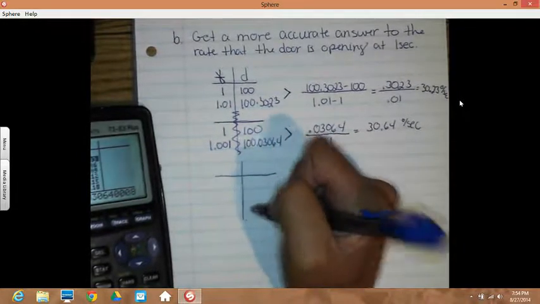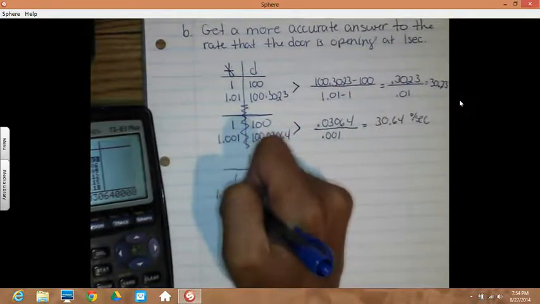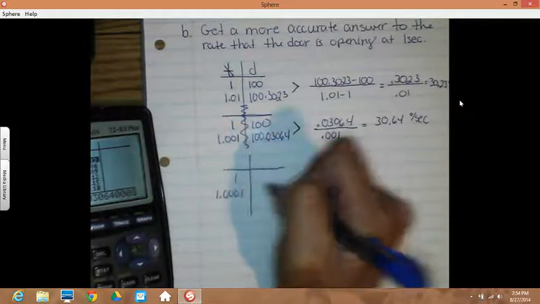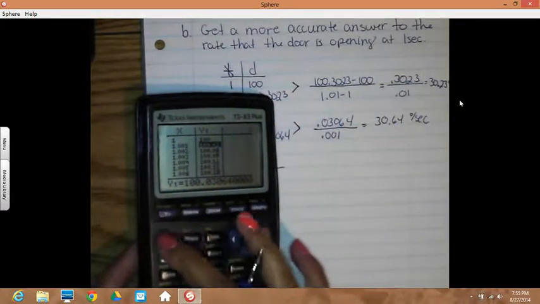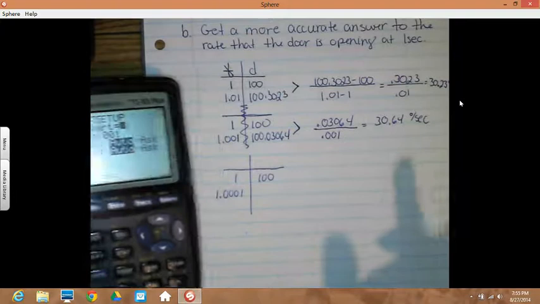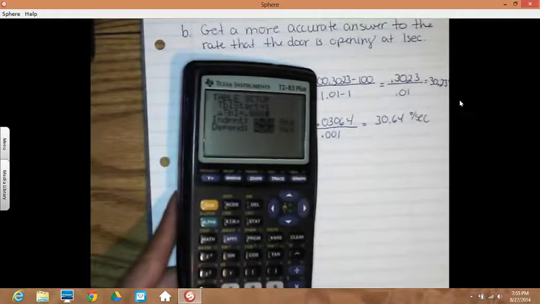Get a better estimate. So I got 1 second and then 1.0001. 100. Table set. You can see how the graphing calculator makes these a little bit less painful. 0.0001, is that what I was on? 1, 2, 3, yep.